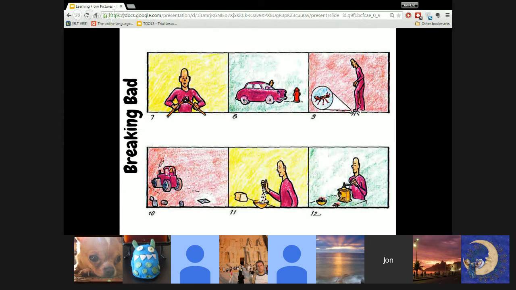Yes. Number 8. The picture is not really that clear, but there's actually a dent in the front of the car, and you can use it as a verb. The man dented his car.